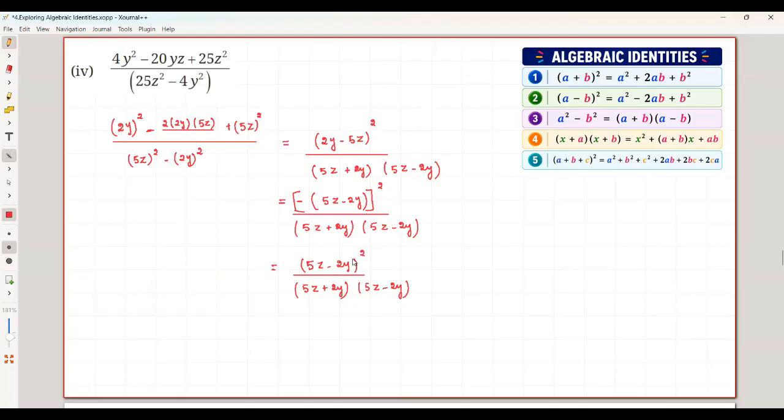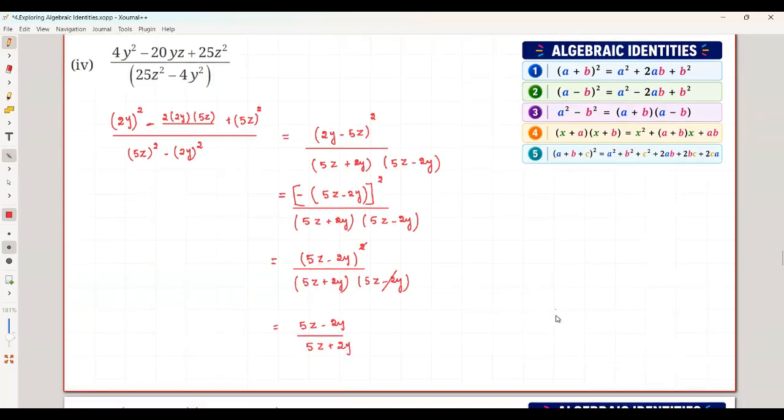Now, 5z minus 2y the whole square means 2 times, this will be written as 2 times 5z minus 2y. This and this square will get cancelled. So what is the balance? The balance we have is 5z minus 2y, divided by 5z plus 2y.